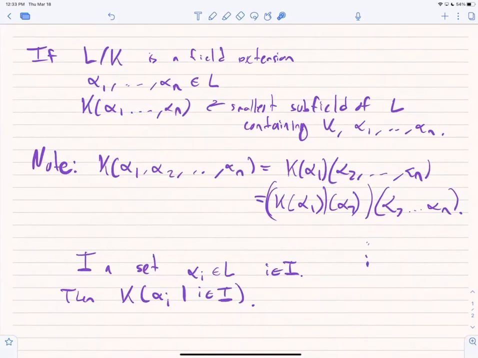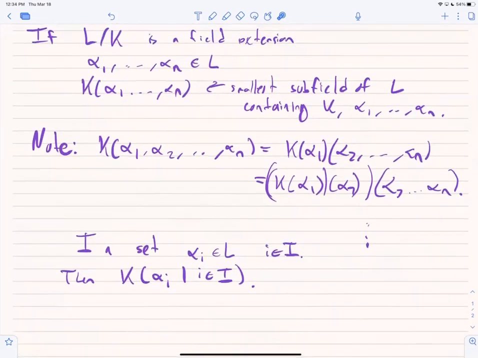Most field extensions that come up in basic algebra, you can get by adding a single element. So this is the so-called primitive element theorem. You actually have to work hard to write down a finite extension that isn't obtained by just adding a single element. And having these more general notions will be useful at various times.